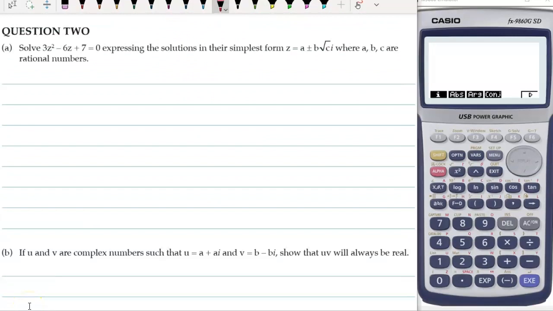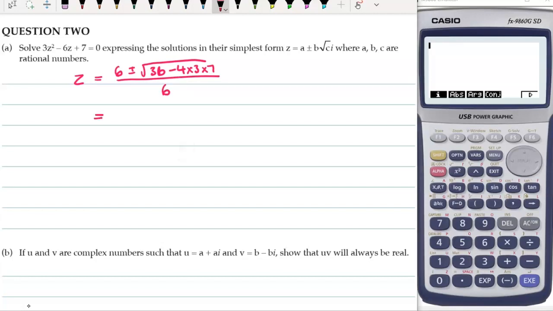For question 2, we are solving this quadratic. So z is equal to minus b, which is 6, plus or minus the square root of b squared minus 4 times a, which is 3, times c, which is 7, all over 2a, which is going to be 6.